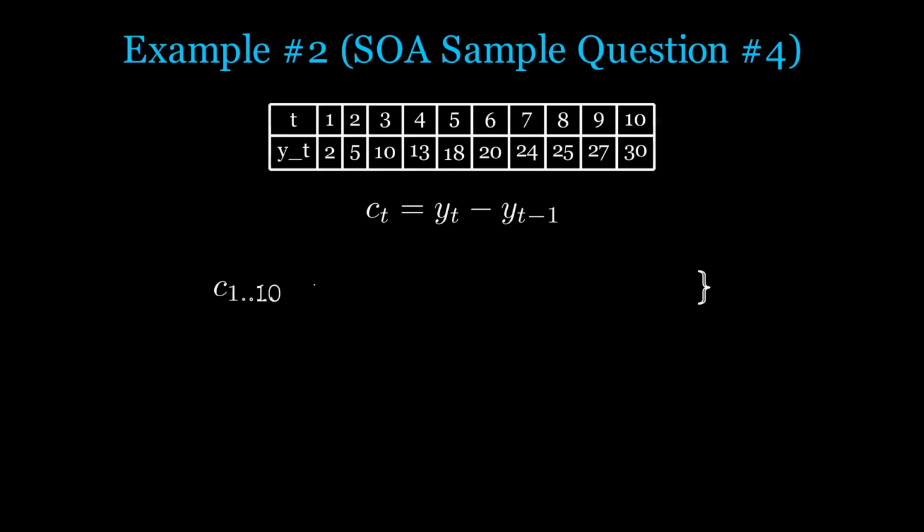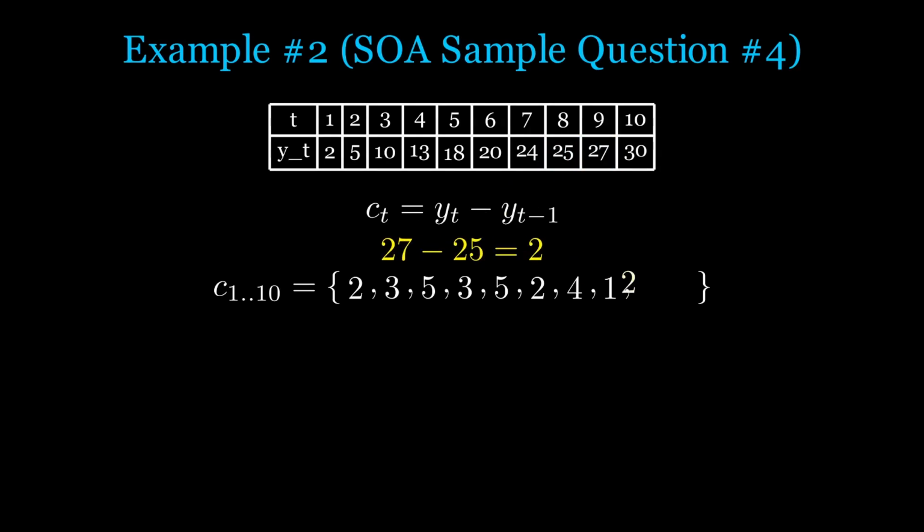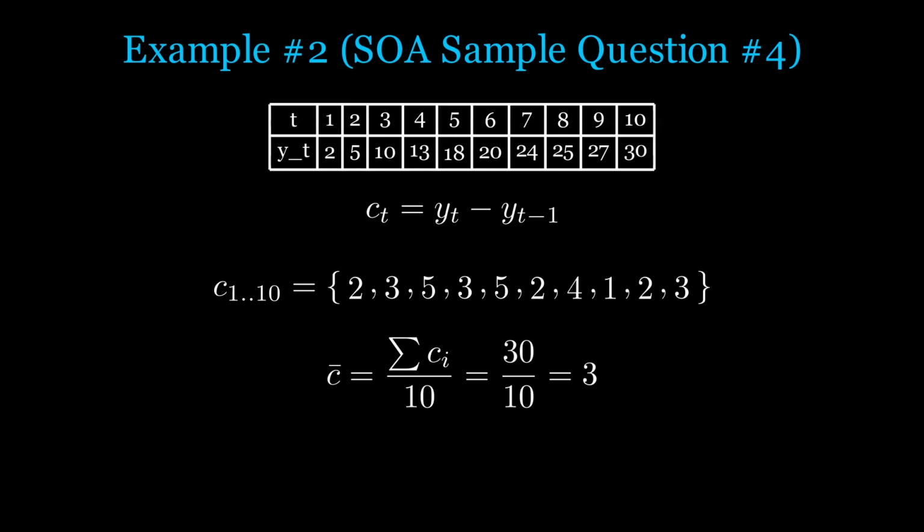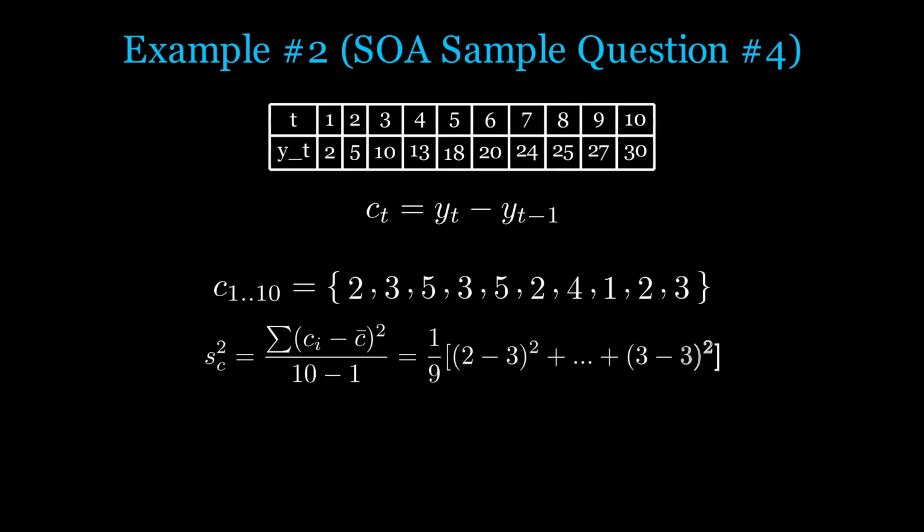First, recall that in a random walk, the noise term c sub t is simply the difference between consecutive steps. By subtracting each value from the previous one, starting with y0 equals 0, we recover the entire white noise series. Here, we get the values for C1 through C10. Next, we calculate the sample statistics. The sum of the noise terms is 30, so the mean is 3. For the sample standard deviation, we sum the squared differences from the mean and divide by n minus 1.